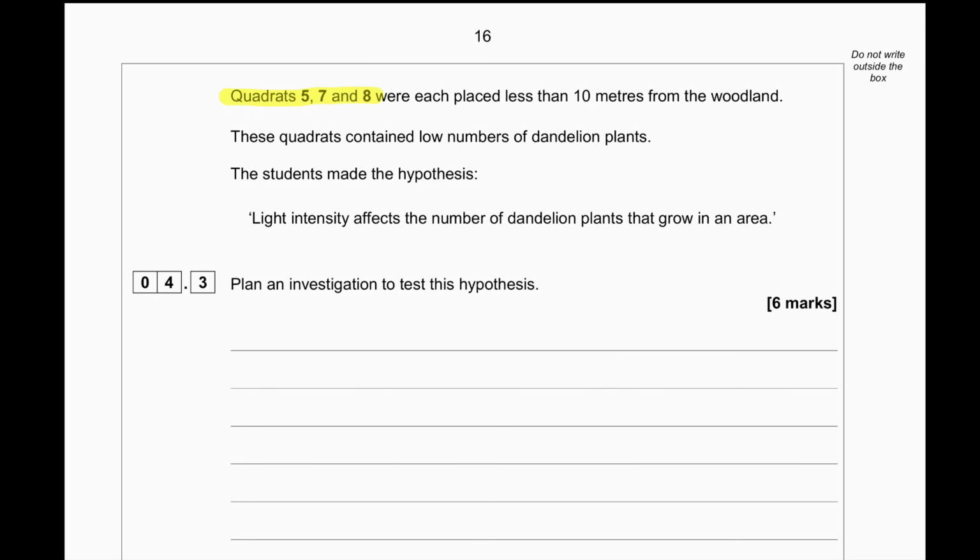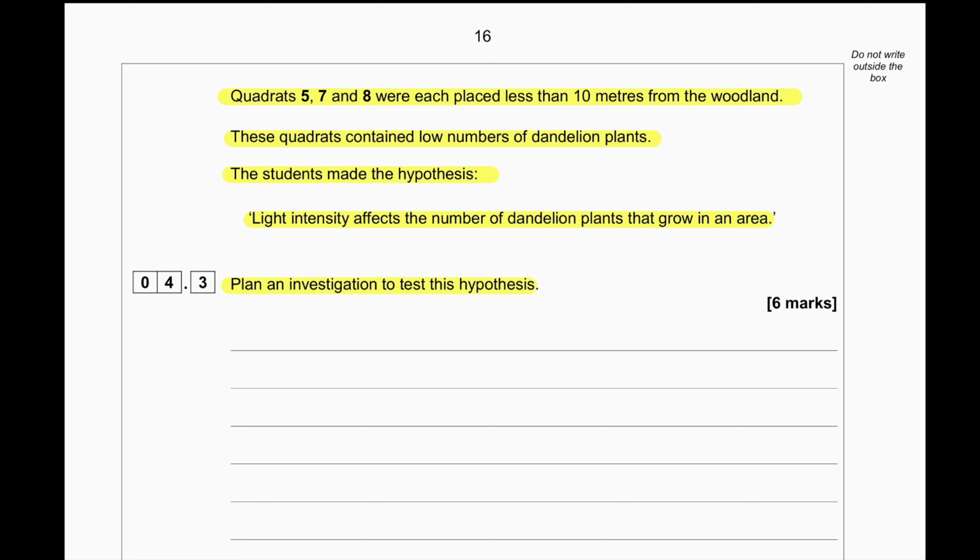Quadrants 5, 7, 8 were each placed less than 10 meters from the woodland. These quadrants contain a low number of dandelion plants. The student made the hypothesis: light intensity affects the number of dandelion plants that grow in an area. Now we have to plan an investigation to test the hypothesis.